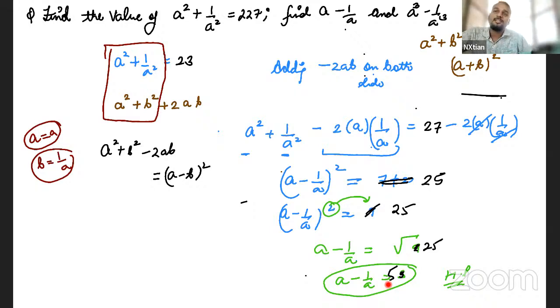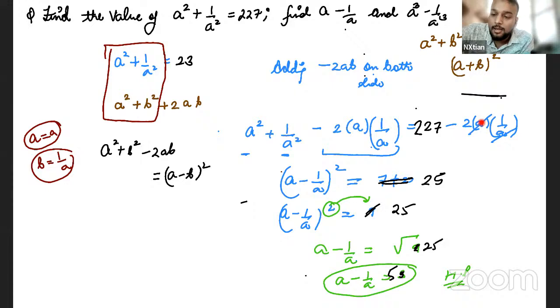Yes, please tell me. I got 6. Is it correct? You got 6. Why did you get 6? You're supposed to use the identity. For example, it's 227 minus 2ab is given. Understood?